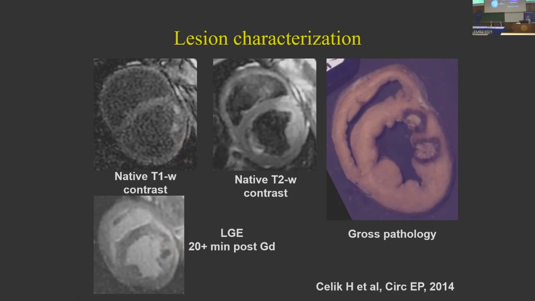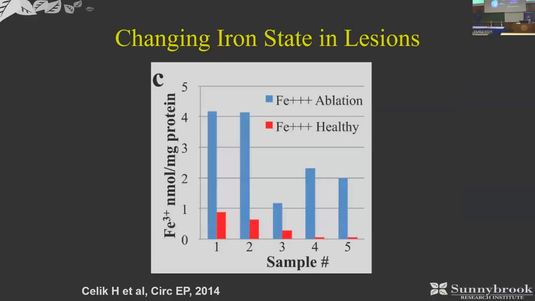With native T1 weighted imaging, effectively what happens is the area where you ablate gets a slightly shorter T1 than the surrounding tissue. So if you choose your inversion recovery right, you can basically null the surrounding tissue and get bright signal. And why is that?